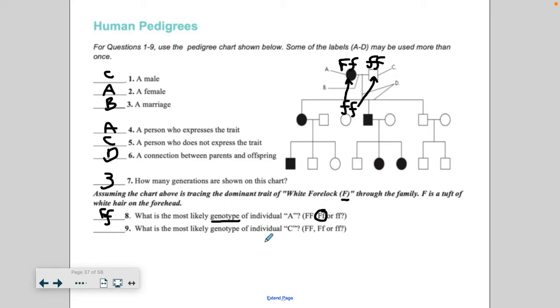What is the most likely genotype of individual C? All right, so they don't have it. That means that they are homozygous recessive, and they're going to be little f. So I'm just going to circle it. I guess I should write my little f's. Okay.